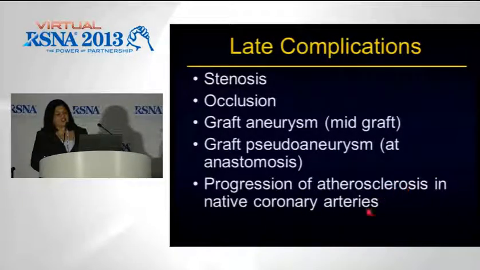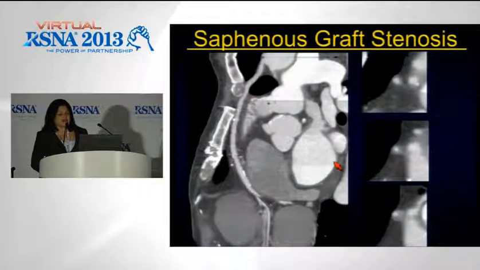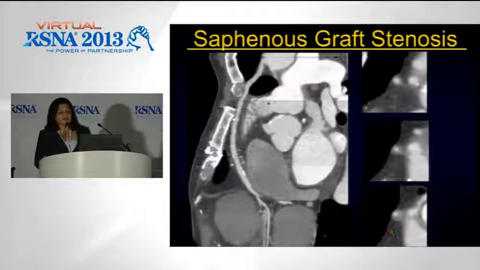Late complications, we come across these often: stenosis, complete occlusion, aneurysms, pseudoaneurysms, and then progression of atherosclerosis in the native coronary arteries. Here is a saphenous venous graft to the PDA, and I want you to look at the proximal anastomosis. These are the orthogonal cross-sectional views. There is some plaque, which may be difficult to see up here. I'll show a close-up of that in a minute, but they've got circumferential non-calcified plaque at that proximal anastomosis, causing about 45 to 50%, less than 50% stenosis.